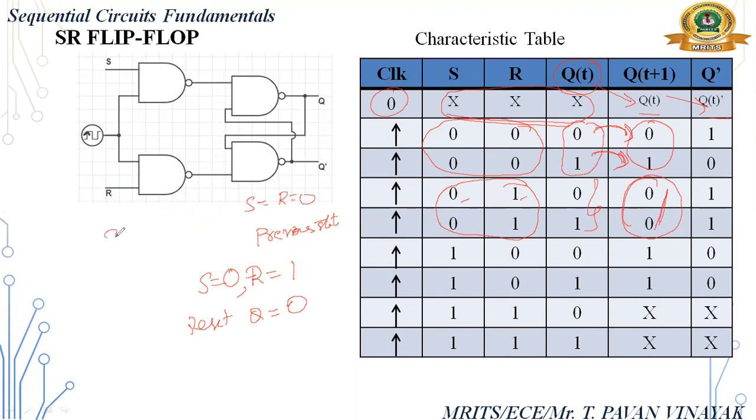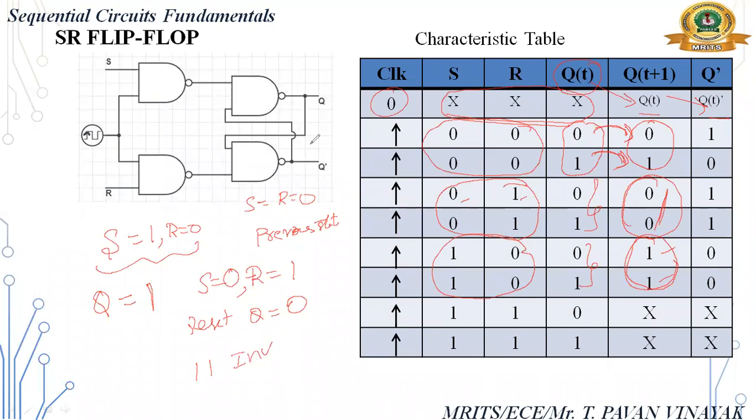Next, S is equal to 1, R is equal to 0 means Q will be always 1. So in this condition, whatever the previous state, it will be always 1. So I write 1. Next, for 1 1 it is invalid state.